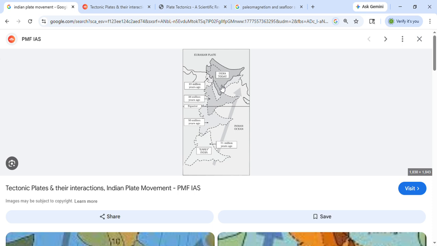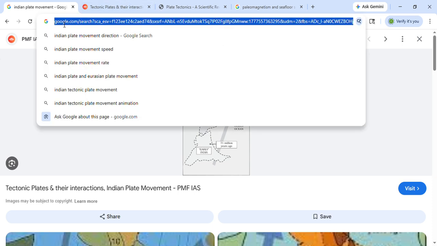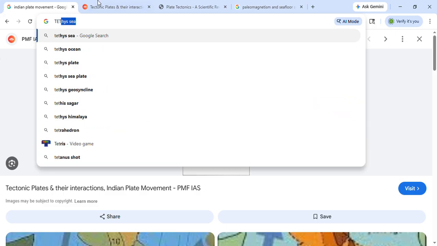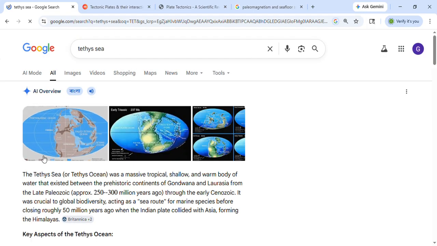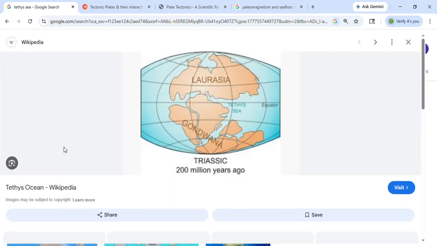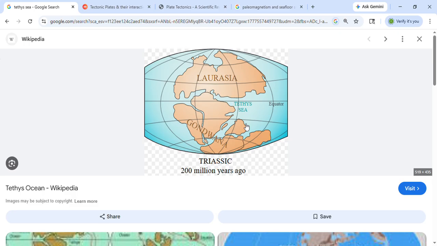So next question, what is the role of the Tethys Sea during the collision? So now we learn about the Tethys Sea and its importance. As India moved northward, the Tethys Sea subducted under Asia. The sedimentary deposits of the Tethys were later uplifted to form the Himalayas, like a rug being pushed against a wall, causing it to fold and rise.